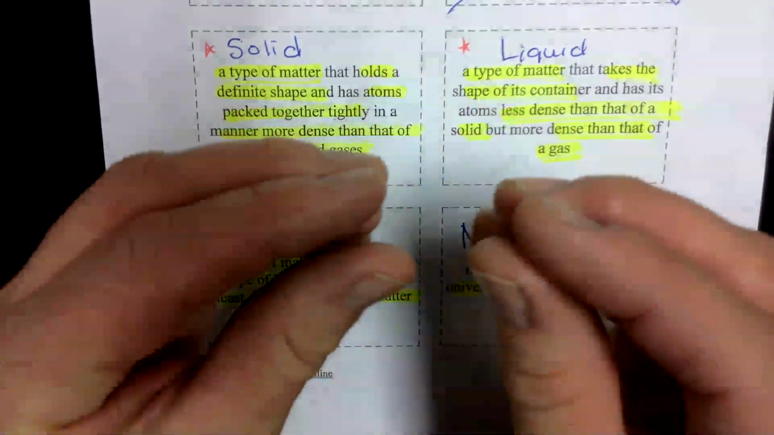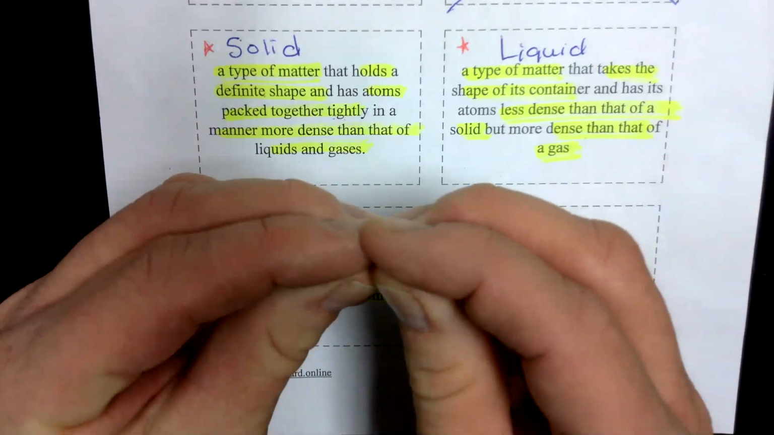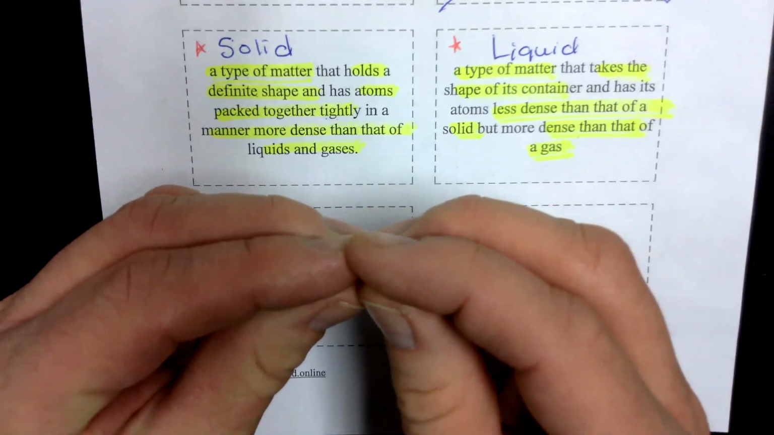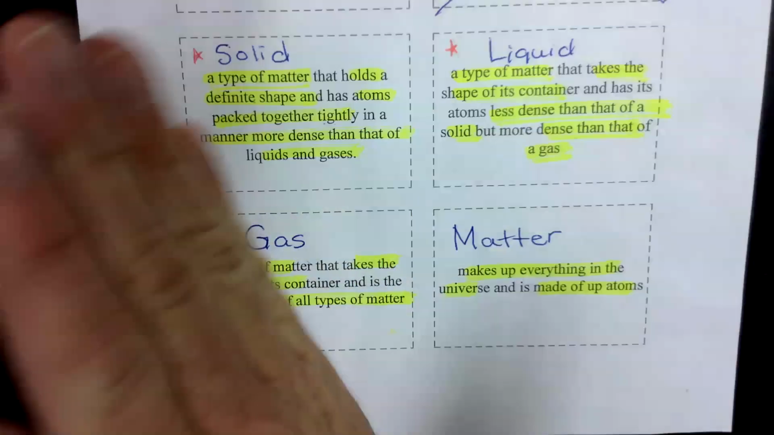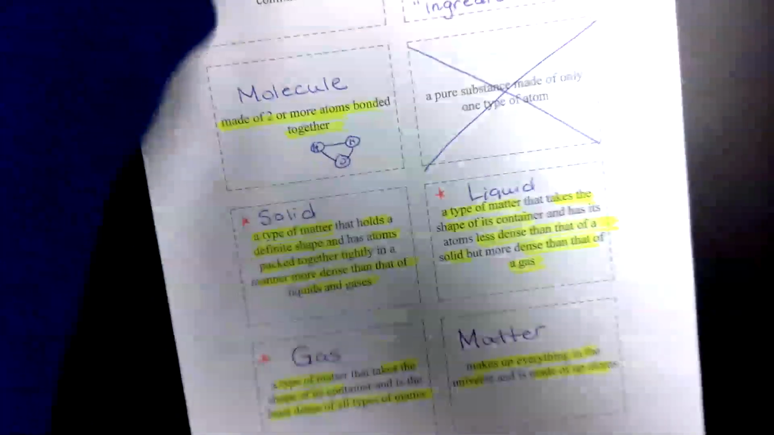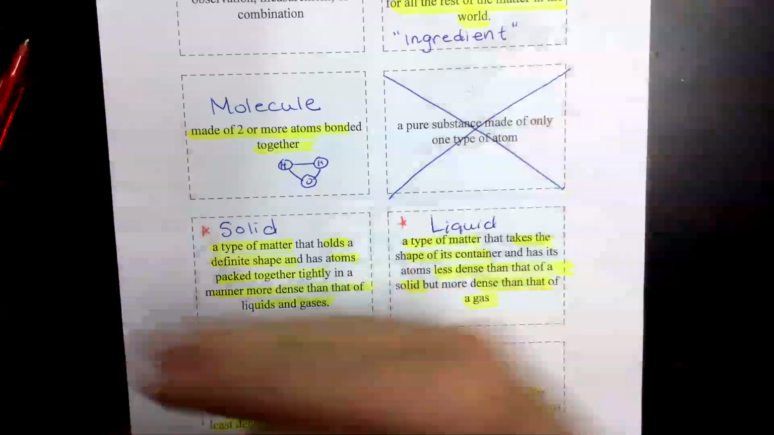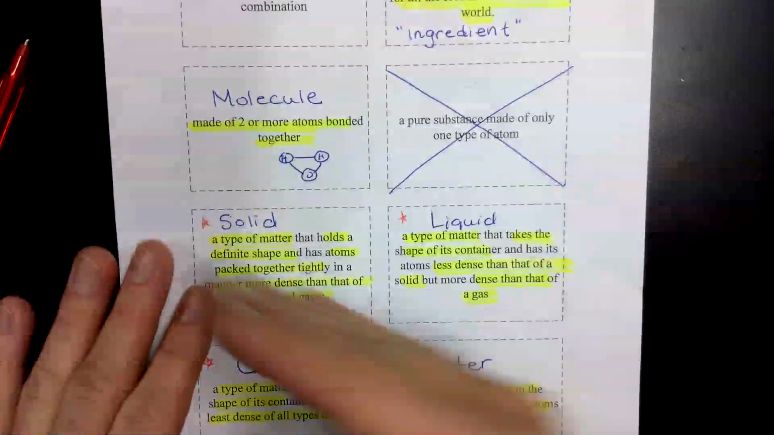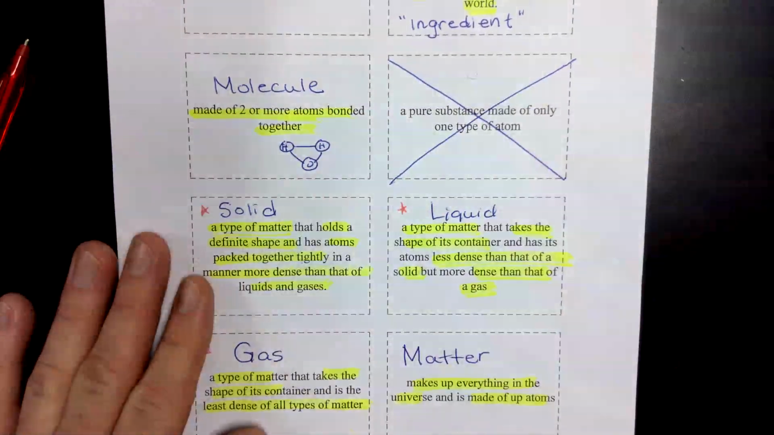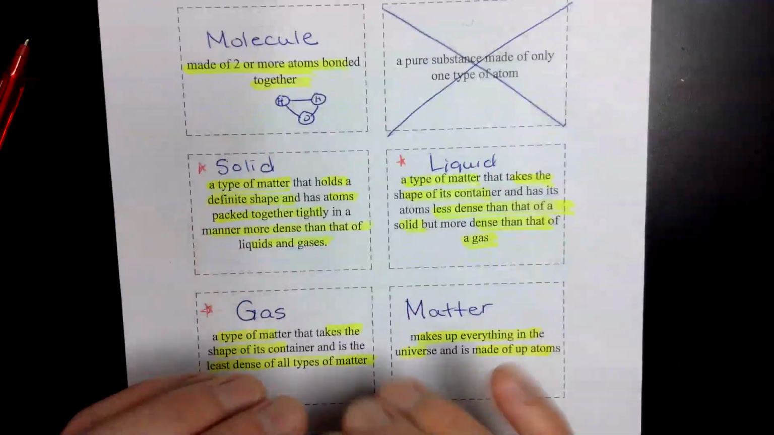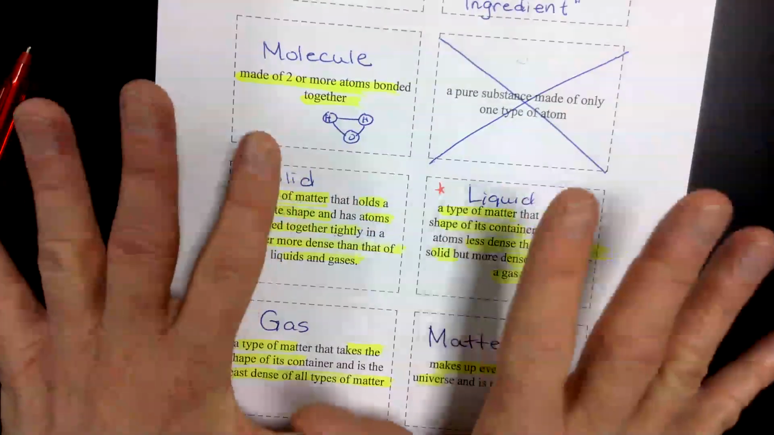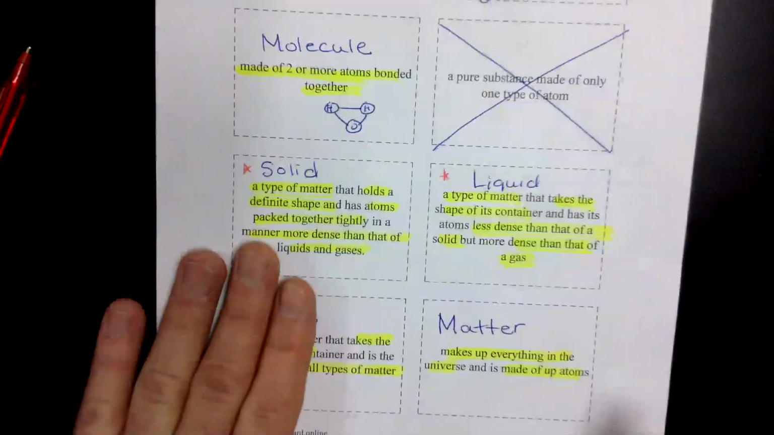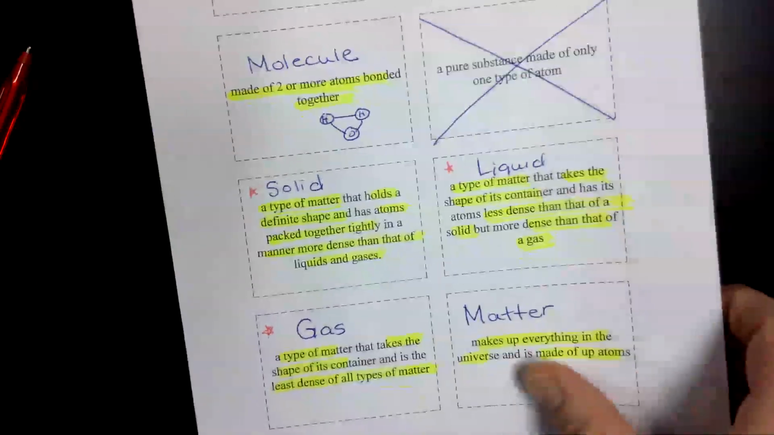Okay? So in a solid, the atoms are packed tightly together. In a liquid, they spread out a little bit so that they can slide in and out of each other, past each other. They can flow freely, yeah. And then in a gas, they spread out even farther, yeah. Super, super far apart. Okay. All right. So that's enough review on that.